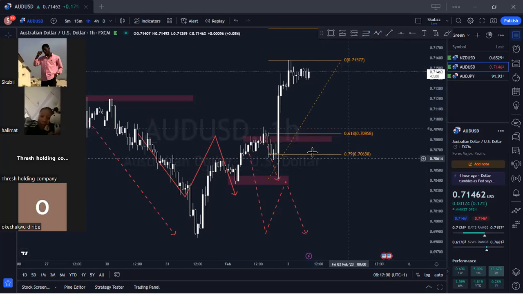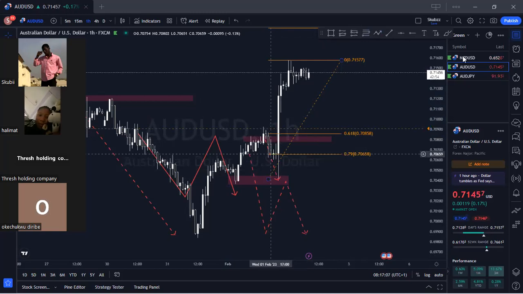I might actually enter this one aggressively. It looks like a very beautiful setup, honestly. I might enter this one aggressively. Let's just pay attention and see how it goes.